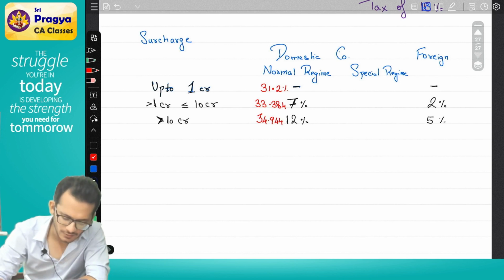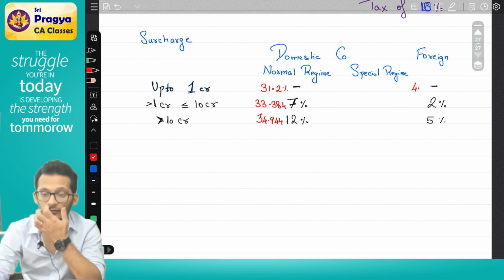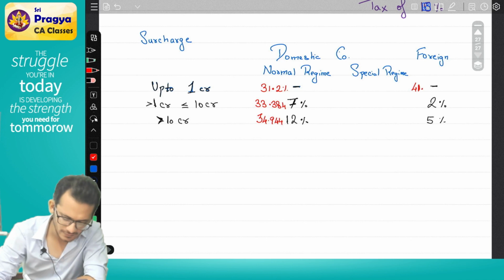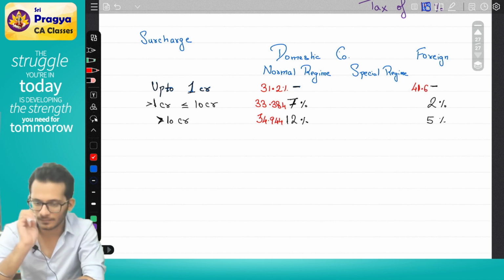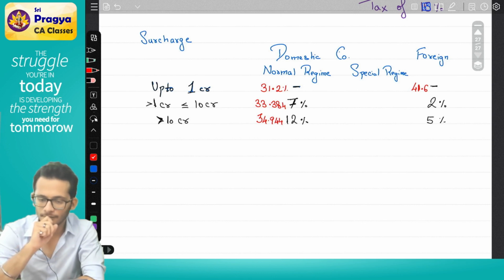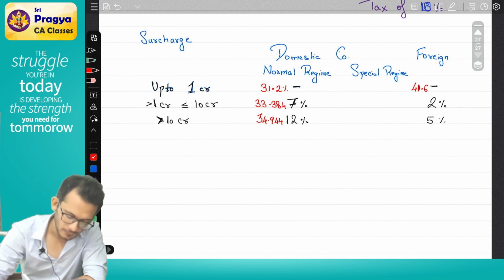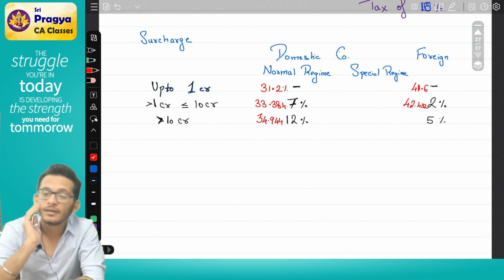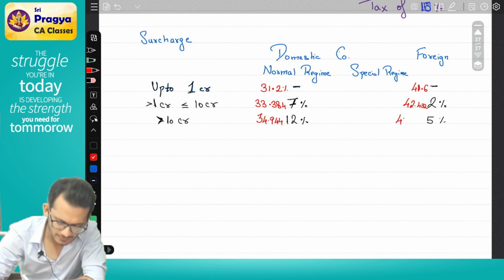If you have no surcharge, it is 40, plus 4%, which means 41.6. 40 plus 2 plus 4 is 42.2. 40 plus 5 plus 4 is 43.68.